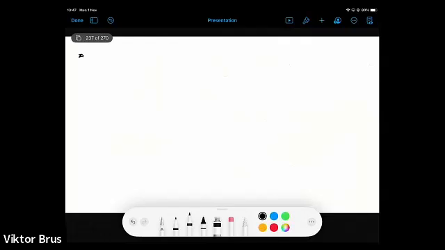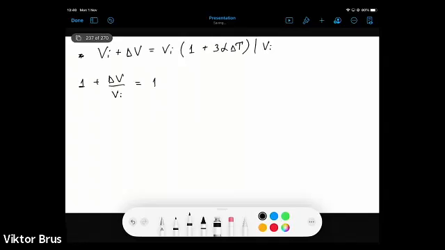Let's write it from the beginning. We have V initial plus delta V equal to V initial times unity plus 3 alpha times delta T. Now we can divide left and right sides by the initial volume, V initial, and we get unity plus delta V divided by V initial equal to unity plus 3 times alpha times delta T. So with this we cancel, and from here we can write that delta V is equal to 3 times alpha times V initial times delta T.